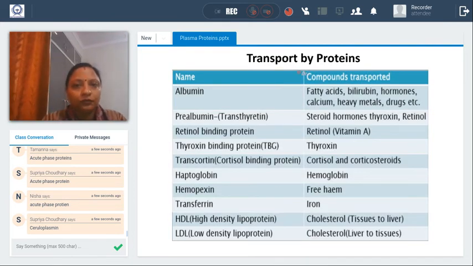Transport by various proteins: fatty acids, bilirubin, hormones, calcium, heavy metals and drugs are transported by albumin. Thyroxine is transported by transthyretin. Cortisol and corticosteroids are transported by transcortin, hemoglobin by haptoglobin, iron by transferrin, and cholesterol by HDL and LDL.